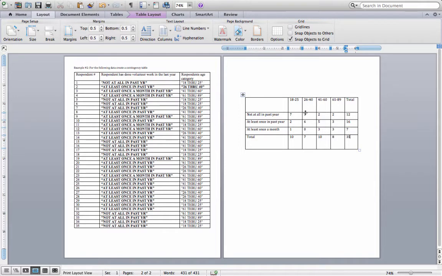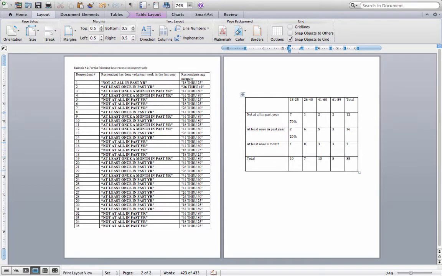So now come the column percents. And so I'm going to take the number that's in this box, the 7, and I'm going to divide by the column total, 10. So 7 divided by 10 is 70%. It's 0.70. We multiply that by 100 to get our percentage. We go down, 2 divided by 10 times 100 is 20%. 1 divided by 10 is 10%. And so we're going to go to 2 decimal places. These don't have any decimals, so that makes it easy.